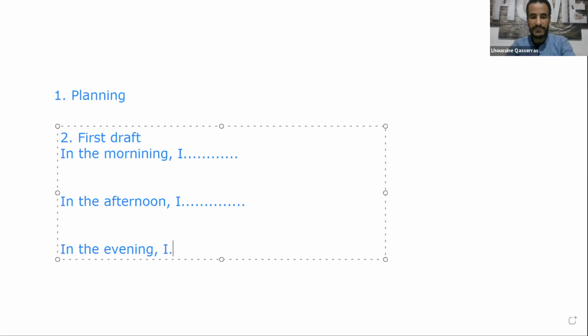Great. And they have to do what? To write just short sentences. In the morning, I eat breakfast and I go to school. In the afternoon, I have my lunch and I take some rest. In the evening, I have my dinner and I go to sleep. Because they are young learners, they are beginners. Great. So, planning. But for me, it's better between planning and the first draft.